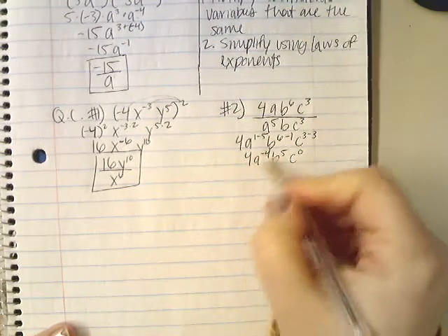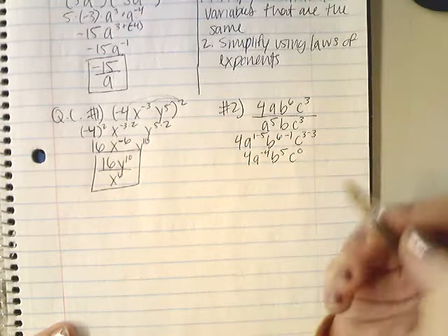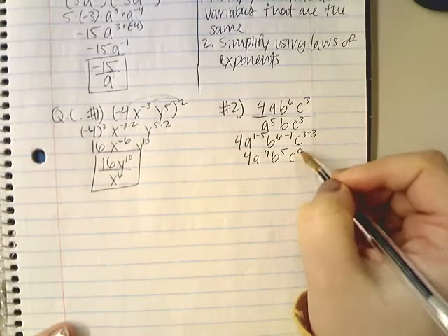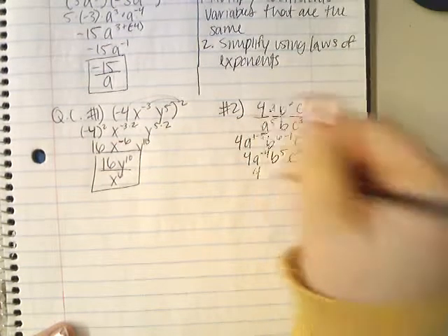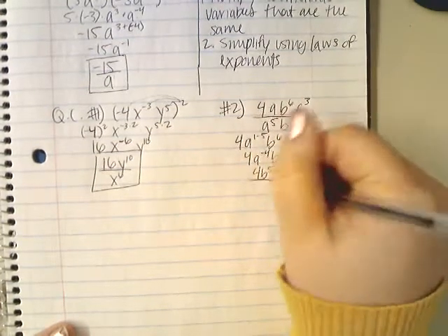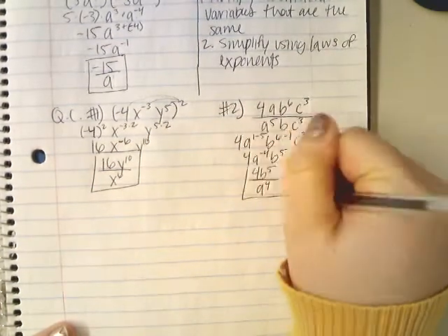Here, again, I have to flip that one into the denominator since it's negative, so I flip it down and make it positive. Here, anything to the 0th power becomes 1. So I end up with 4b to the 5th over a to the 4th.